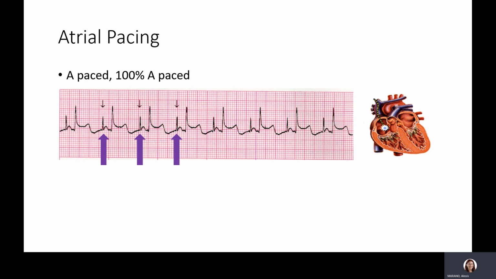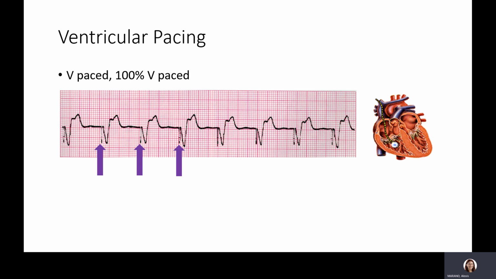So here you go. This is atrial pacing. This is somebody who is 100% atrial paced. There's a pacer spike, then a P wave, and then we have our QRS and T. You can see from the picture on the far right, there's a little lead that goes into the atria, which is where all the electricity is starting. So 100% atrial pace.